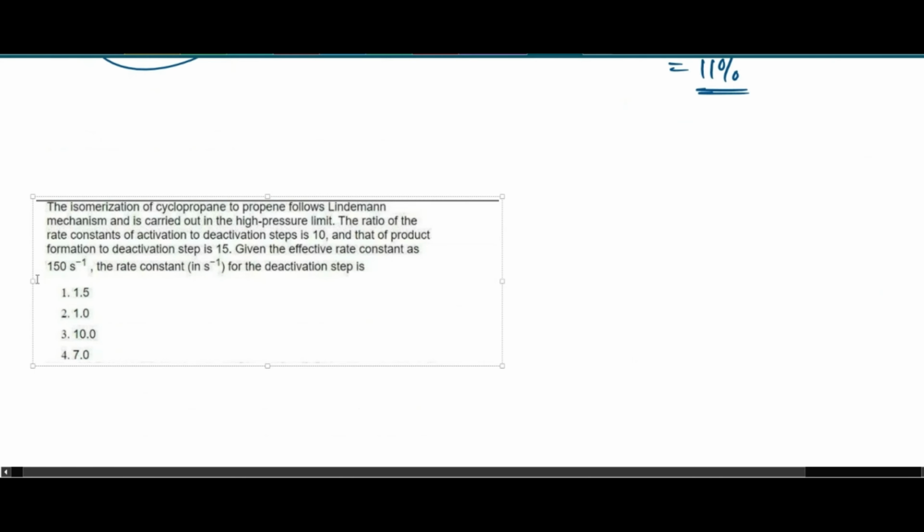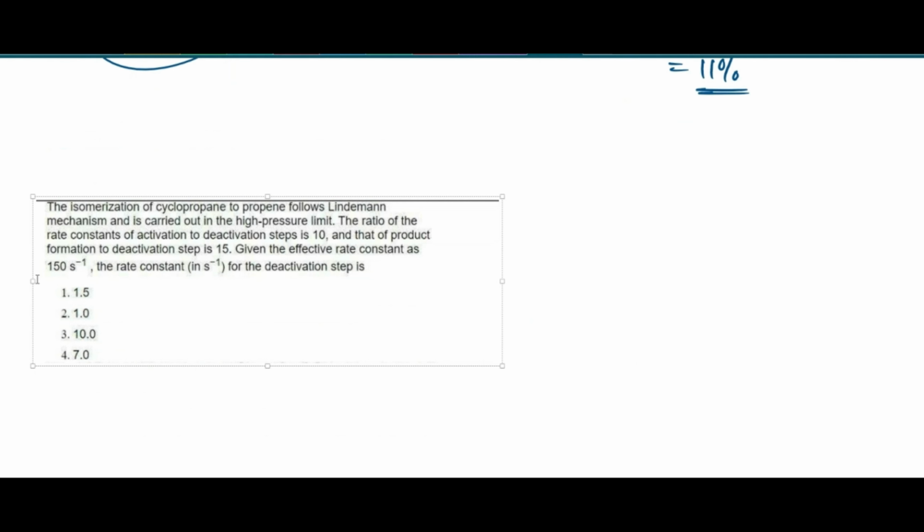Let's read the question. The isomerization of cyclopropane to propene follows the Lindemann mechanism and it is carried out in the high pressure limit. Very, very important. Okay, whenever you see Lindemann, you have to be very careful of additional conditions that are mentioned. Now, before reading the next half of the question, what does the Lindemann theory say?